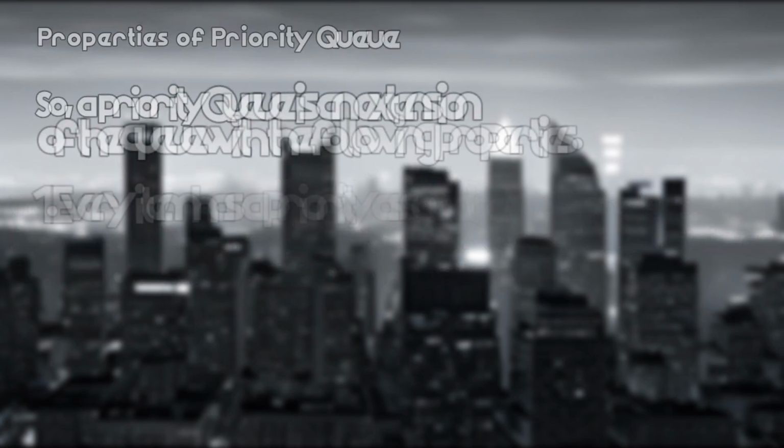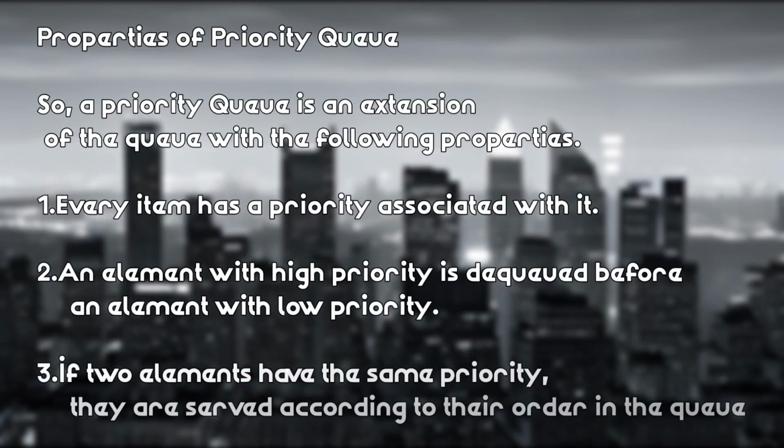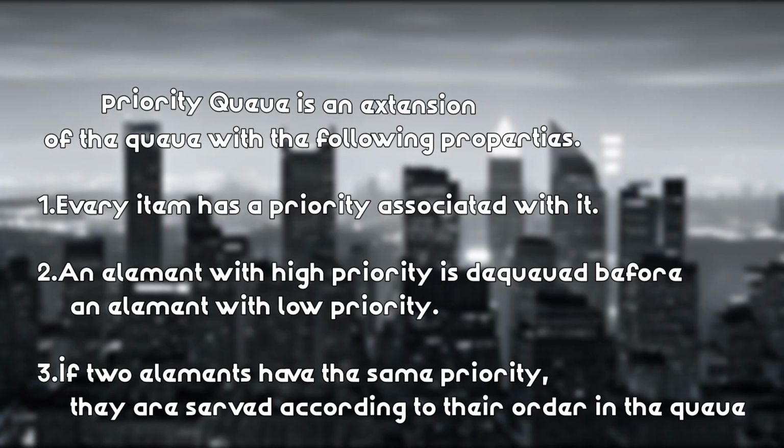Properties of priority queue. A priority queue is an extension of the queue with the following properties. Every item has a priority associated with it. An element with high priority is dequeued before an element with low priority. If two elements have the same priority, they are served according to their order in the queue.